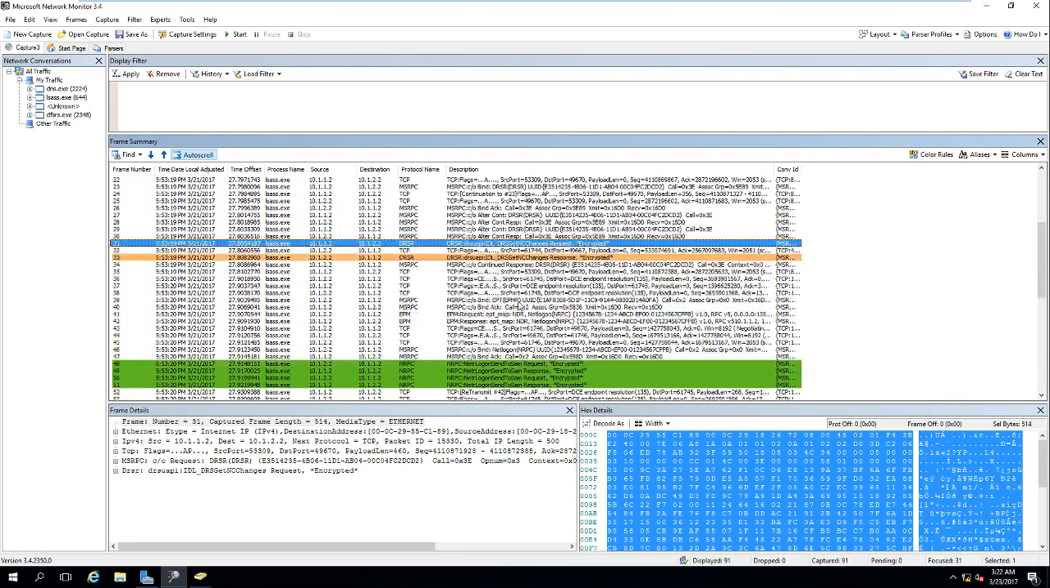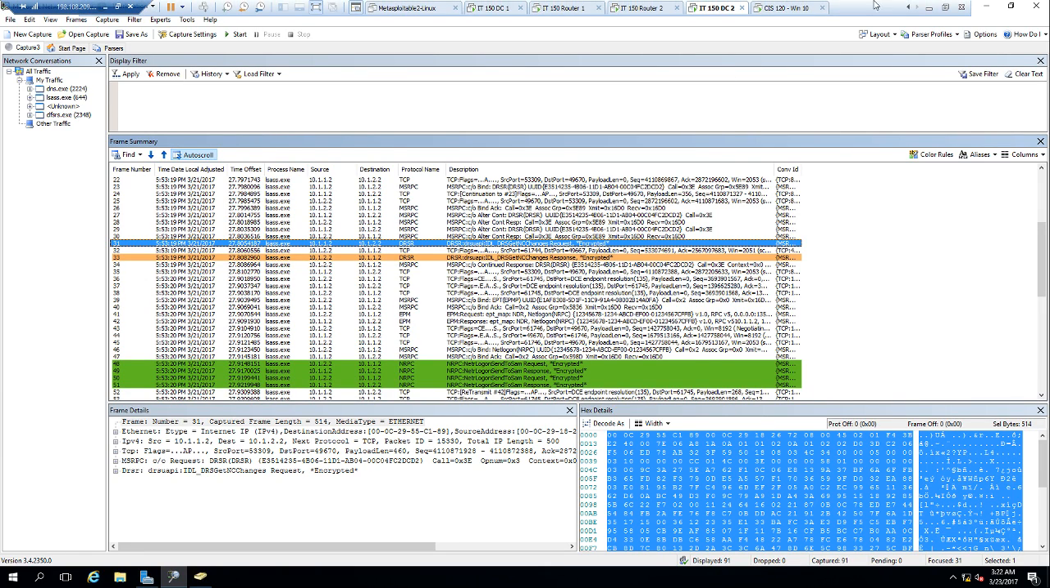So that's the basics of what Lab 1 consisted of. I have a little more info included in the lab report, but that's a working example of the Lab 1.